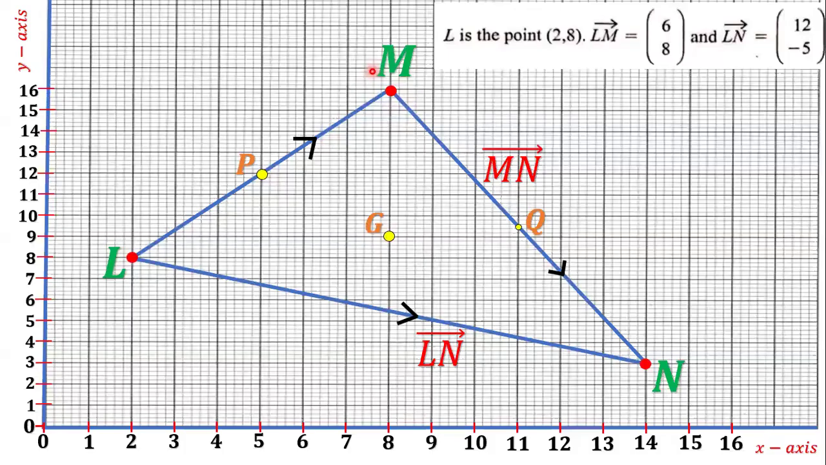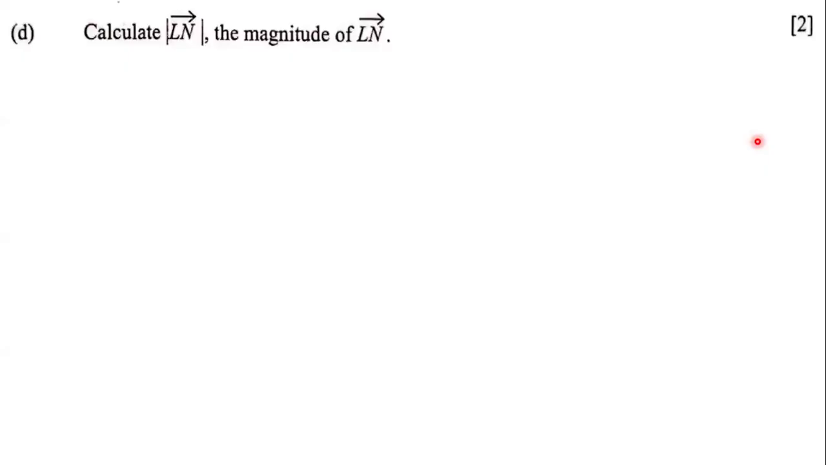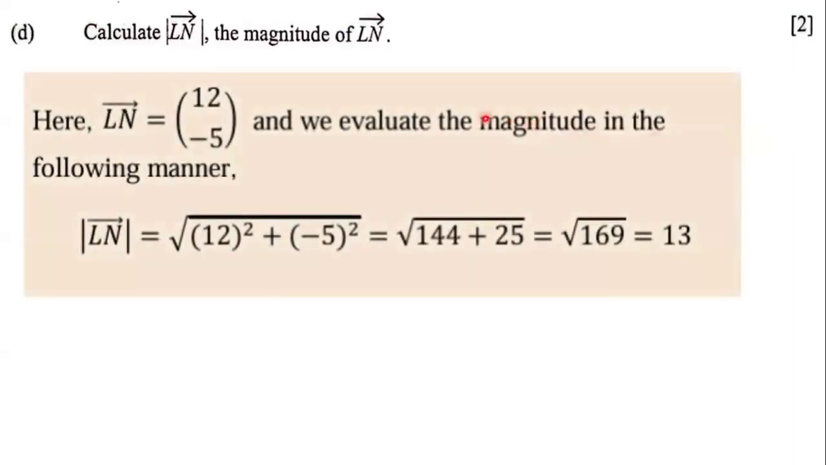Okay, next we have to calculate the magnitude of the vector LN. So, what is LN? LN is right there, written as a column vector, (12, -5). And we can also show it. So this is the vector LN on the graph. So we know that its column vector is (12, -5), and we need to find its magnitude.